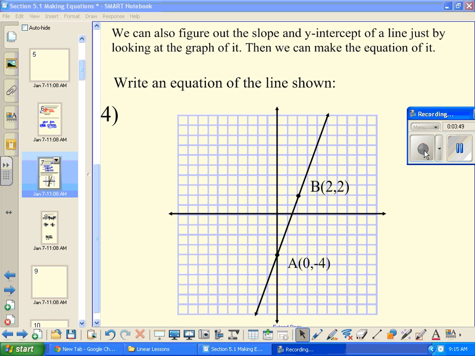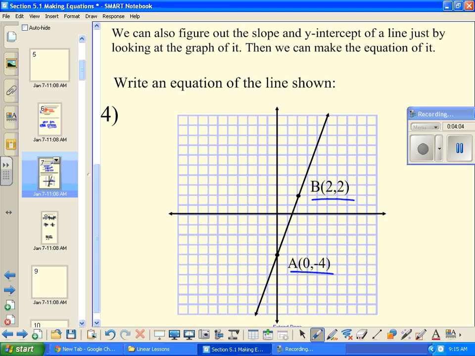Again, also in chapter 4, sometimes we got an equation and made a graph of it. So in chapter 5, when we're making equations, it makes sense that maybe they'll give us a graph and we have to go backwards and make the equation. Well, given this graph right here in front of me, I have 2 points on it as well, and a line that goes through those 2 points. The point A, which is (0, -4), and point B, which is (2, 2).